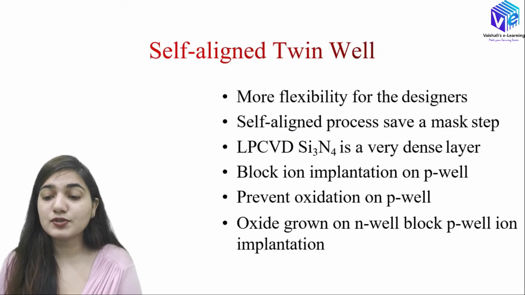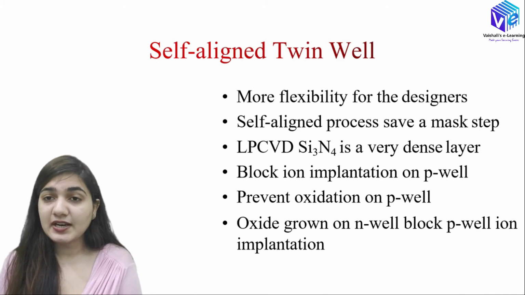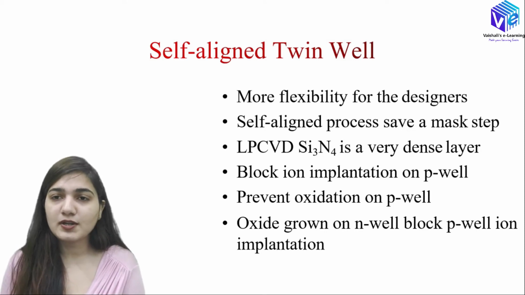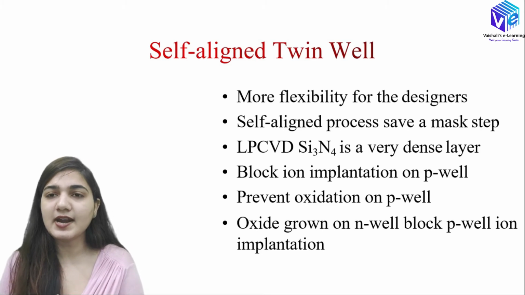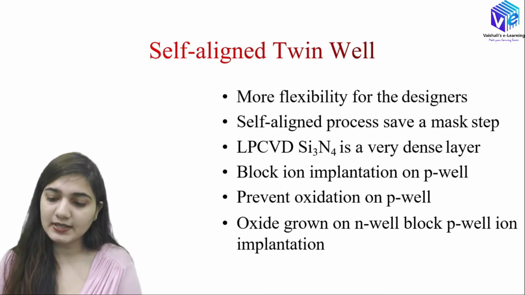So here I am using the LPCVD of the silicon nitride, which is a very dense layer of the silicon nitride. So it is going to block the ion implantation on the P well as well. So I don't require the photoresist layer during the ion implantation process. So I can remove the photoresist layer, I can just keep the silicon nitride layer, and then I can do the ion implantation, so that the contaminant particles which are coming from the photoresist will be avoided in this scenario.